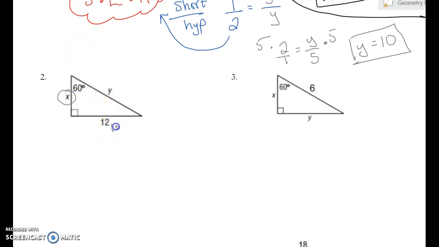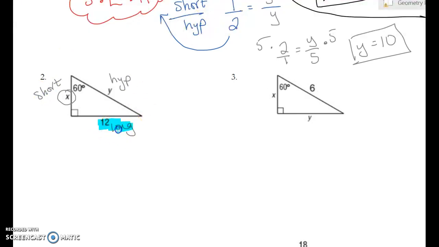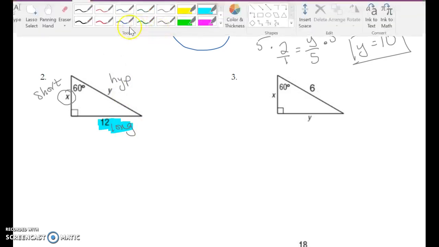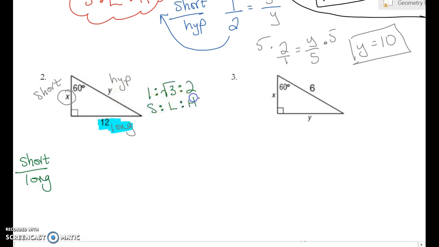So this was my long, this was my height, and this is my short. The one that you had, you should have highlighted or circled that you had your long leg. And now, if you noticed up here, I had to keep flipping them, so to make it so I don't have to flip it, I'm going to do long on the bottom. So I'm going to do short over long, and let's write the numbers. 1, square root of 3, 2: short, long, height.